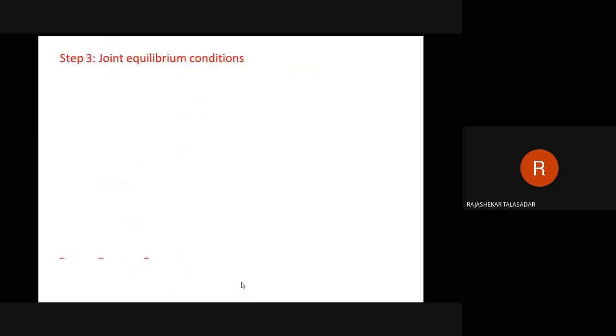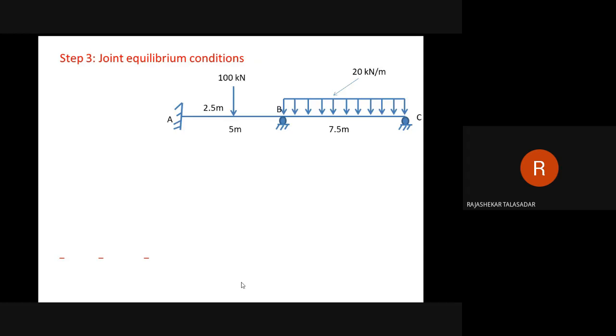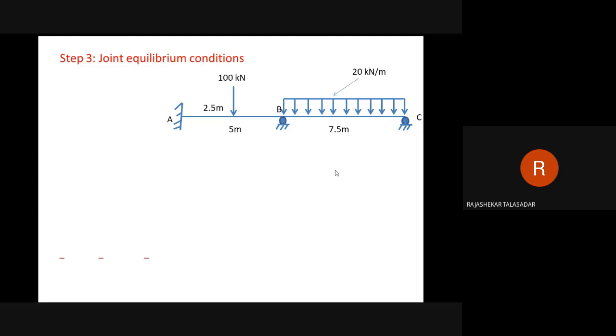Now the third step. You have to write the joint equilibrium condition. So now this is the given problem. What does joint equilibrium condition mean? They are in terms of moments. Here there are two unknowns, isn't it? Theta B and theta C are two unknowns. So you need two equations of equilibrium. Then you can solve theta B and theta C.